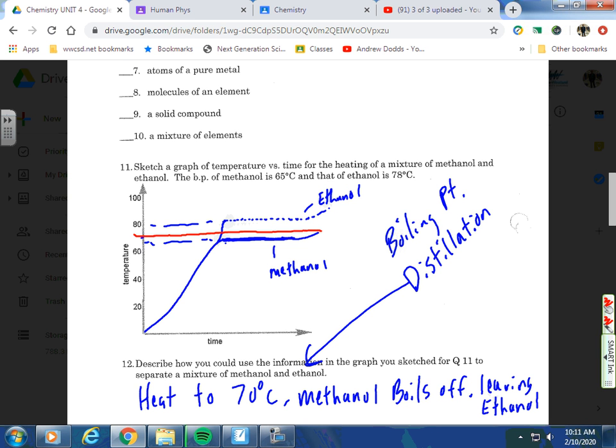Question about distillation. So another example I gave was salt water. So salt and water, it's a mixture. They have different boiling points, right? If I heat it to 100 degrees Celsius, the boiling point of water, the water will all boil off. The salt won't, though. So if I boil all the water off, I'll be left with just salt. I have now separated the salt from the water.